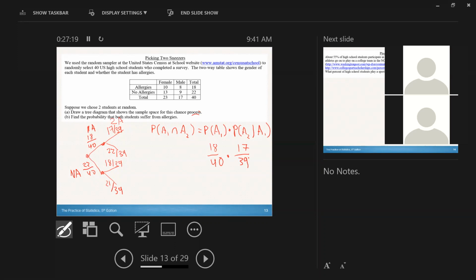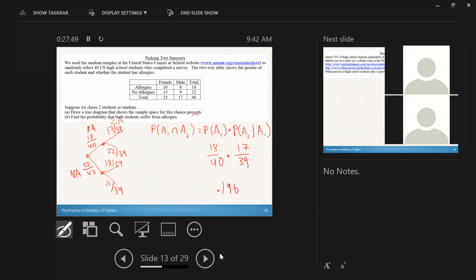So I'm just going to go on my calculator and do 18 over 40 times 17 over 39, and I get 0.196. And then I'd write a sentence summary. There is about a 20% chance that both students would suffer from allergies. All right, what do you guys think? Can you do stuff like that? Yes. Yep. Yeah. All right, I like it.